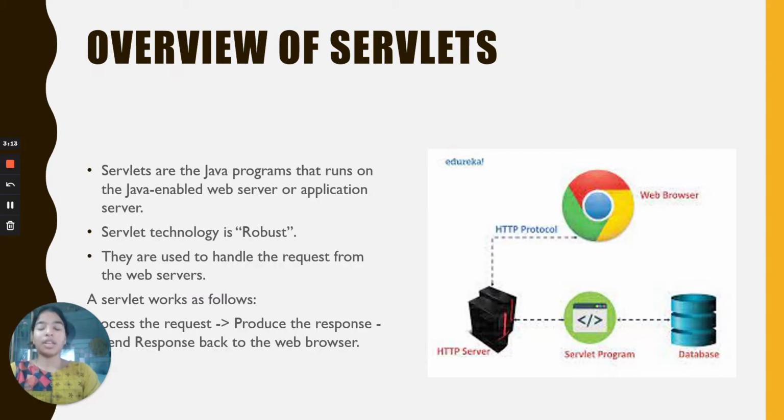Now let's see the overview of servlets. Servlets are Java programs that run on Java-enabled web servers or application servers. Servlets are really robust. Coming to the diagram here, a web browser, Chrome, requests something from the server, and then the servlet comes into the picture and connects with the database and checks whether the requested information is in the database or not. According to the request, it takes whatever content is present in the servlet container and database, forms an HTML page, and then redirects the page to the web browser again.